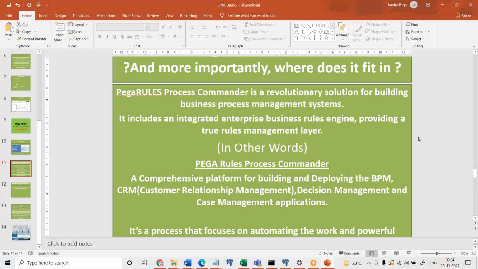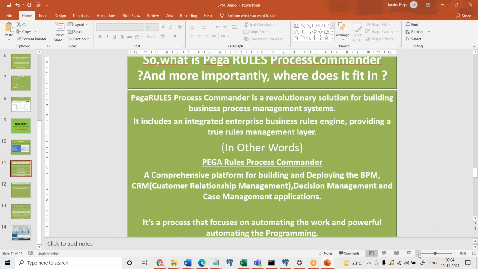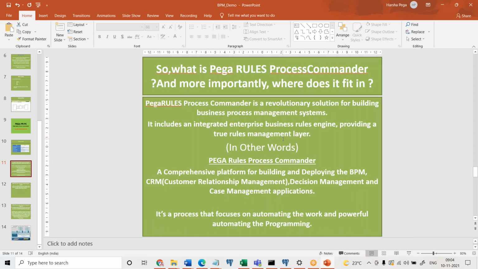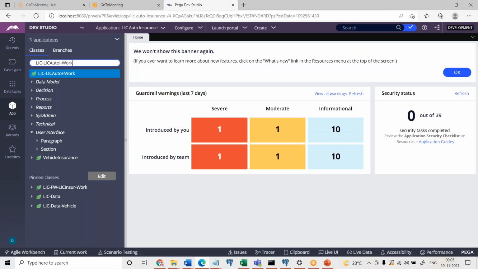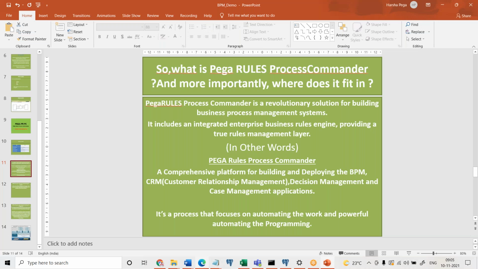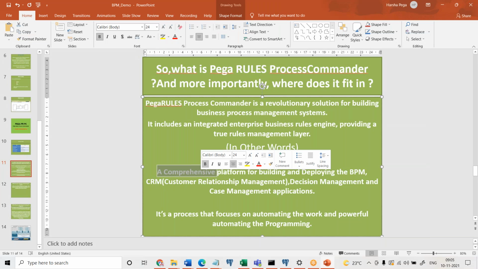Okay, so what is Pega Rules Process Commander, and more importantly, where does it fit in? Pega Rules Process Commander is a revolutionary solution for building BPM systems. Pega Systems has adopted BPM methodology, and they have designed, developed and provided a tool called the Pega Rules Process Commander environment for application development, which is built based on BPM methodology. That's what they said. In other words, it's a comprehensive platform for building and deploying BPM, CRM, decision management, and case management applications.